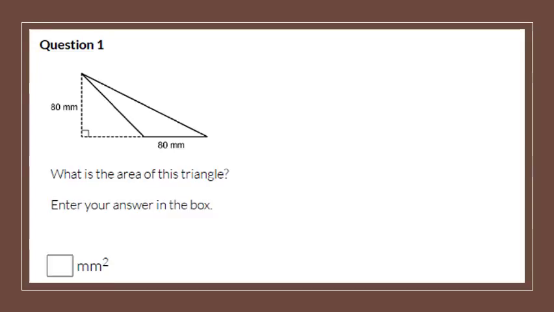Question 1. What is the area of this triangle? Enter your answer in the box. So this is your first question, and we need to know first the area of a triangle formula, and it is always 1/2 times the base times the height. So we do have the base length. That's right down here. That's 80. And the height is also 80.